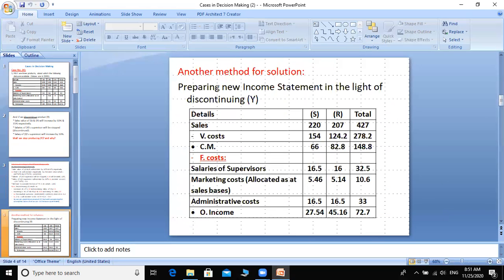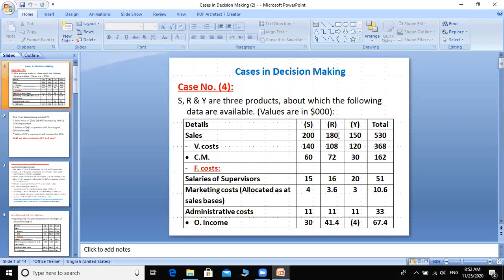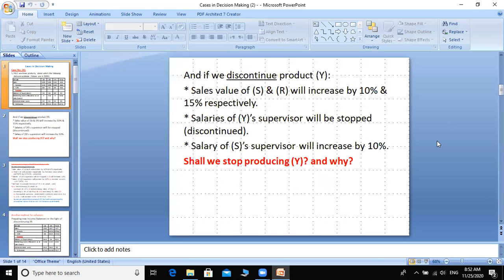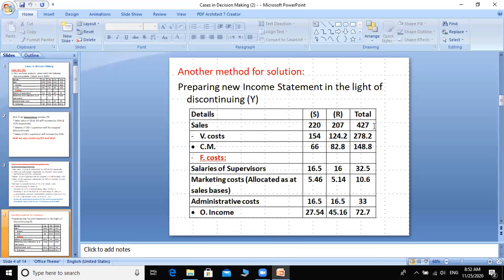Another method for solution. He told me that we want to discontinue product Y, so we may prepare a new income statement in the light of this. So I will have S and R only and the total. Sales of S was 200. With increasing 10%, it will be 220. R, it was, I think, 180. With increasing 15%, it will be 207, and this is the total.